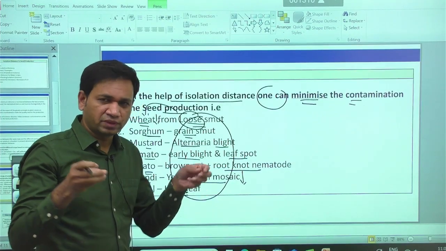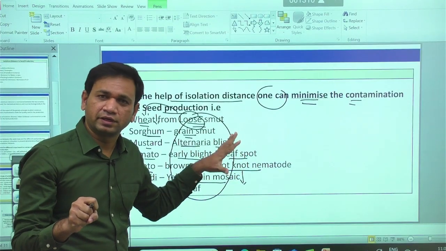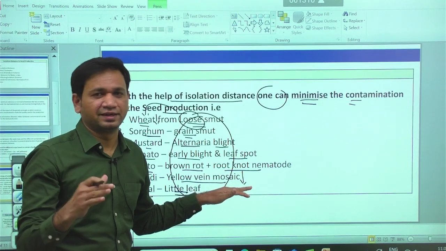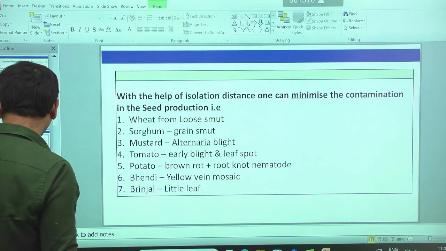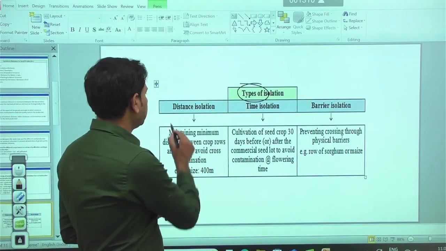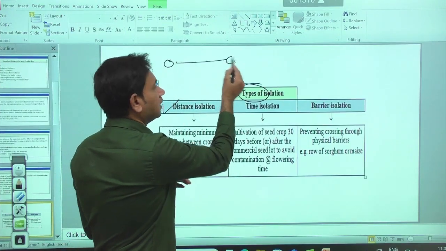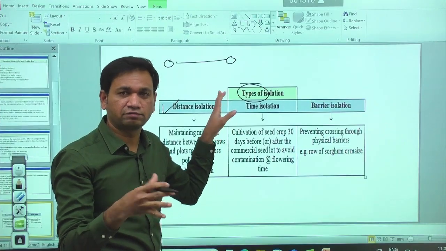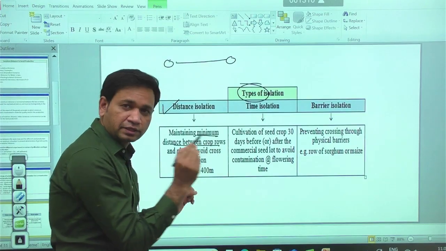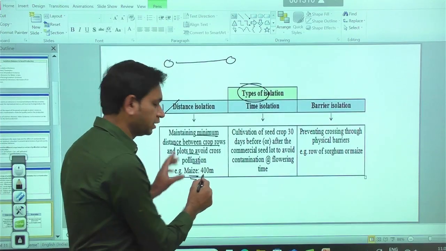Whenever you maintain the minimum distance between one field and another field, contamination in the given seed lot can be minimized. So that homogeneity, meaning physical purity and genetic purity in the seed lot, can be enhanced. So here, within isolation distance, we can have three types of isolation. One is distance isolation. Distance means the minimum distance we need to maintain between one field and another field. We said some are 3 meters, some are 500 meters, 600 meters. So the minimum distance will be maintained between one crop and another crop based on the nature of pollination of the crop.